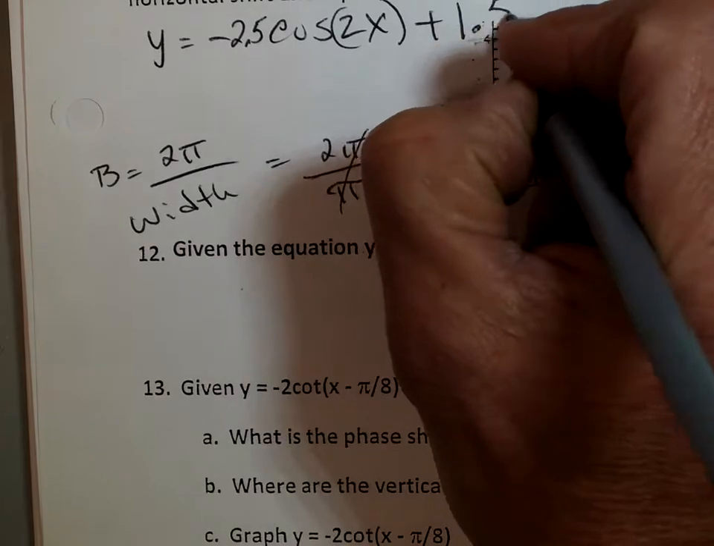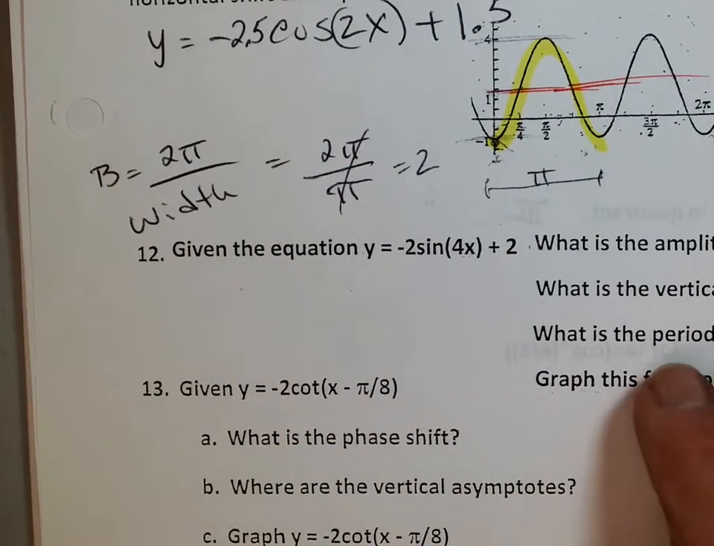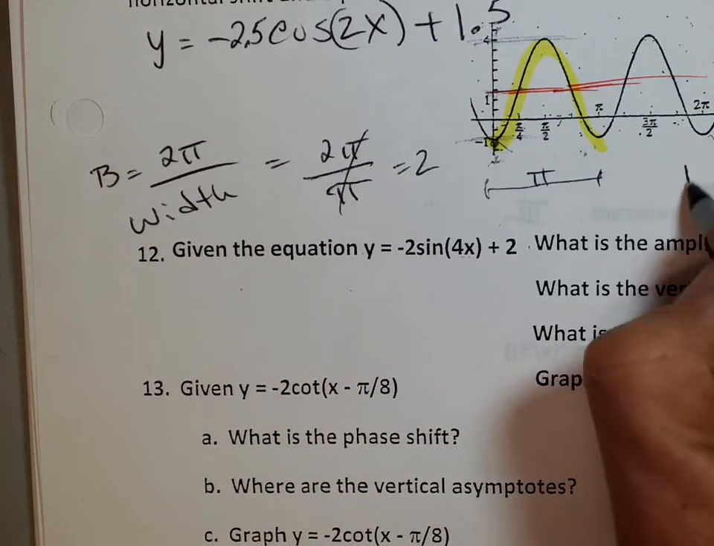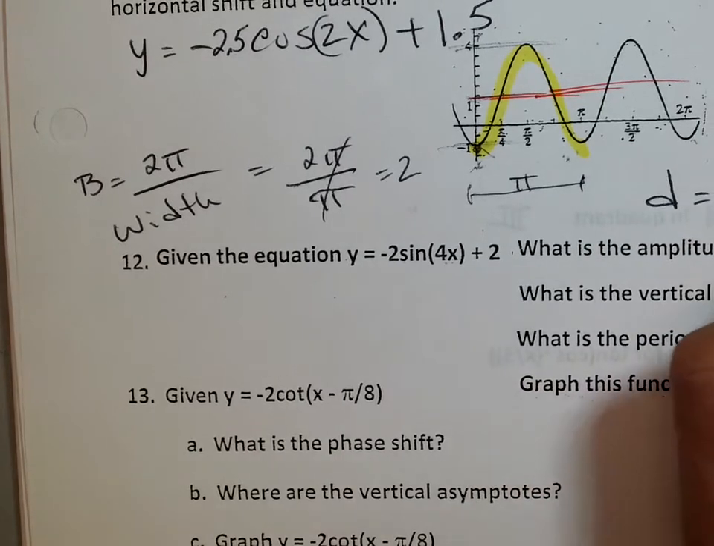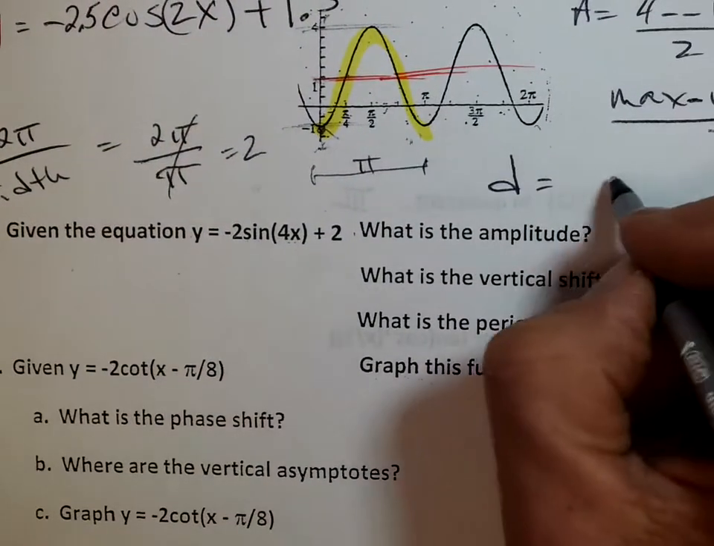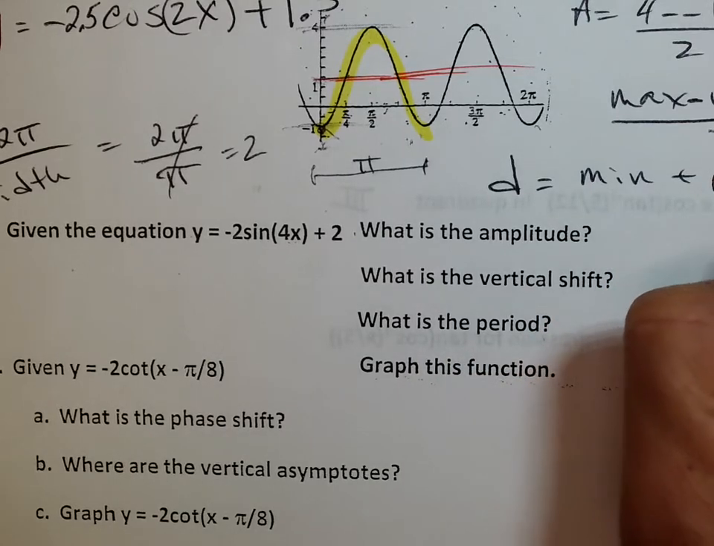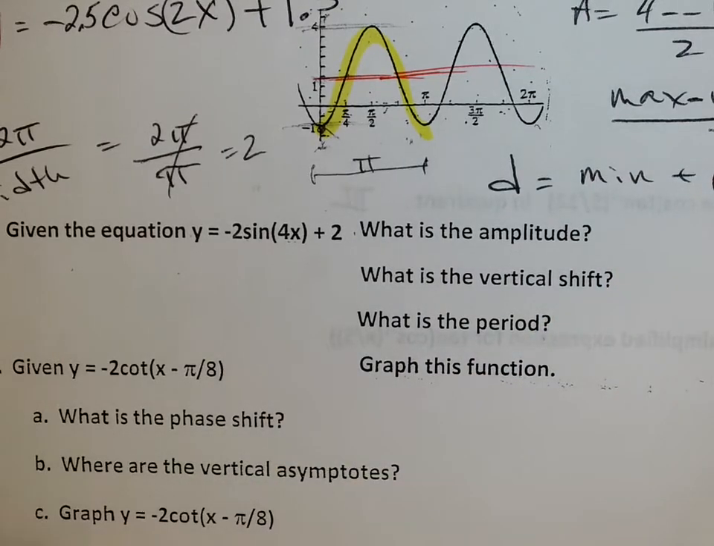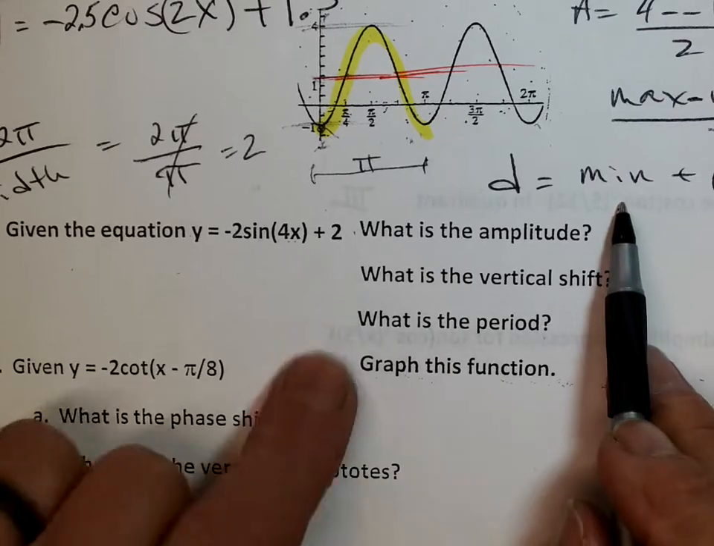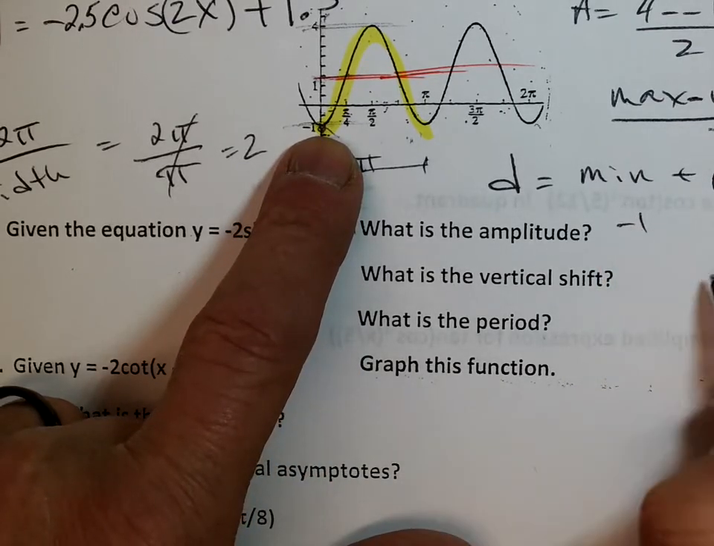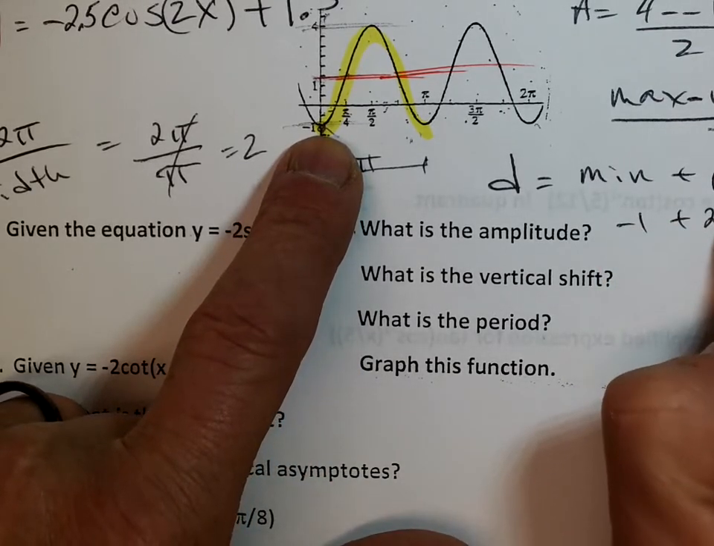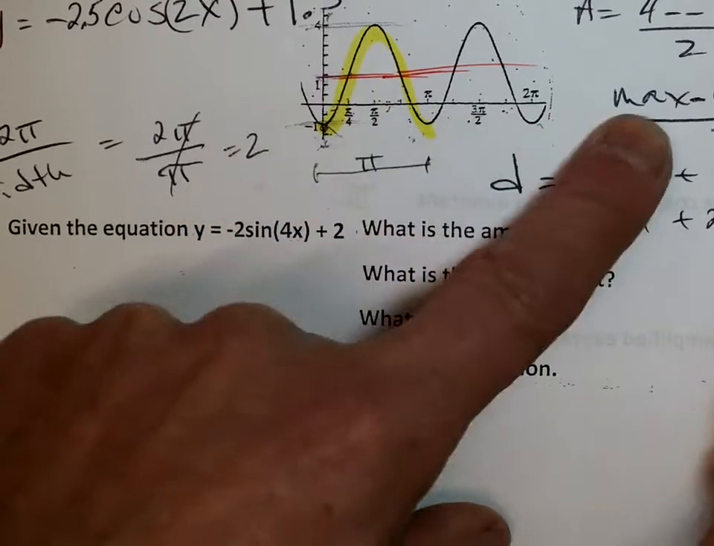But if you can't figure that out, then to find the value d, call that d, it's going to simply be your minimum plus your amplitude. That will always give you your midline. Okay, that's always going to give you your midline. So our minimum was -1, and our amplitude was 2.5, which means our midline's at 1.5.